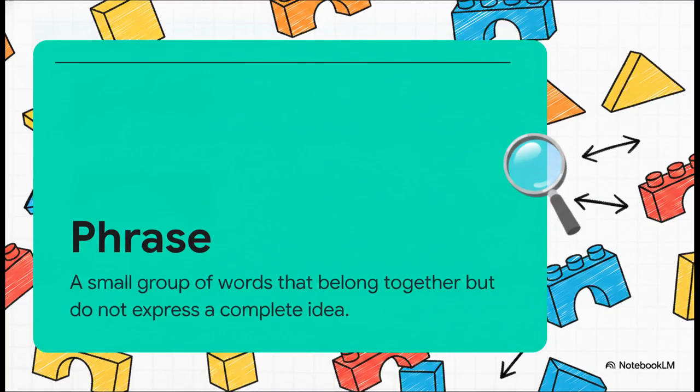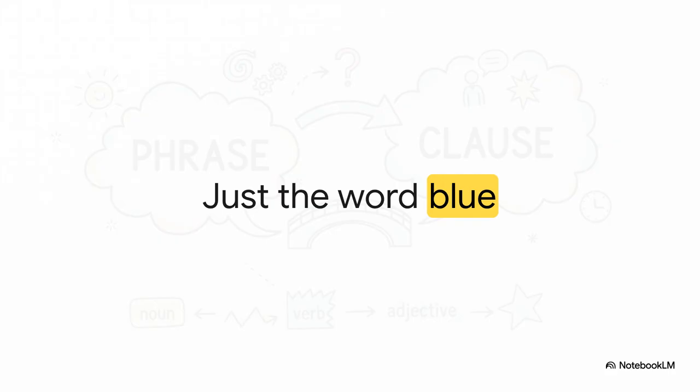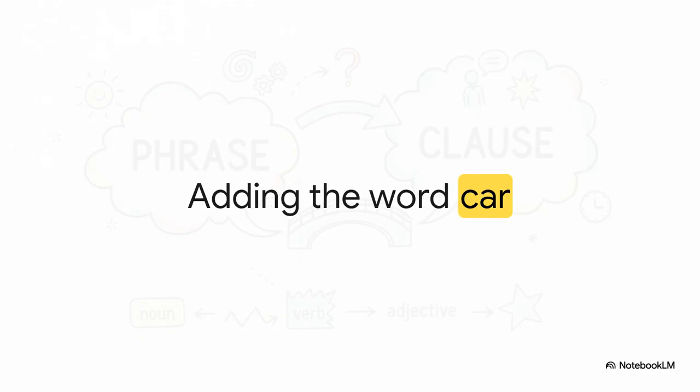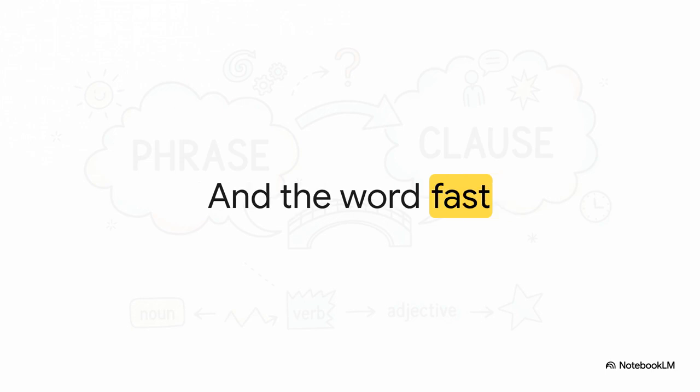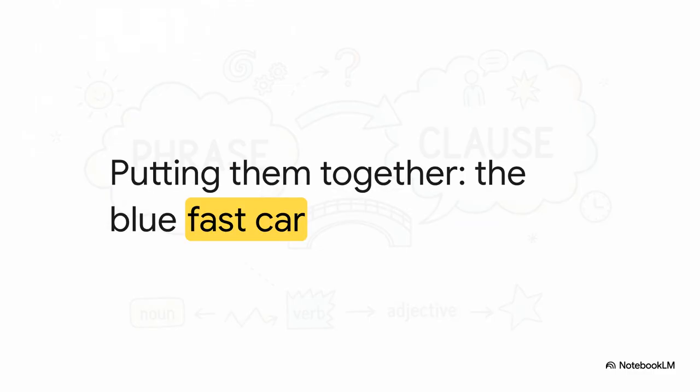Let's build one of these together block by block. Okay, here's our very first toy building block. It just says the word blue. It's a great word, a really great color, but all by itself, it's just one lonely block. Now we add a second block right next to it, car. Oh, okay, we're starting to build something here. Then, snap, we click on a third block, the word fast. Let's see what happens when we push all these toy blocks together. The blue fast car.